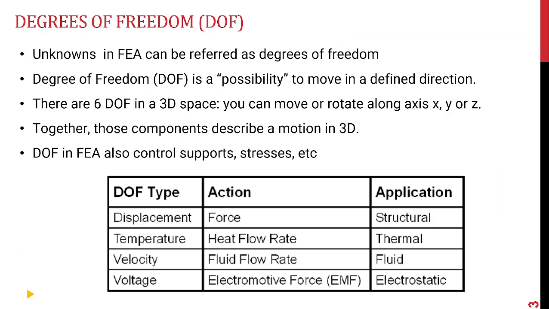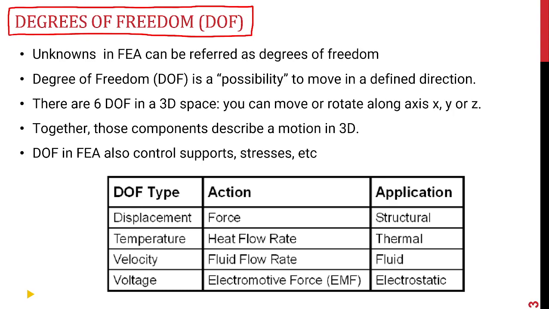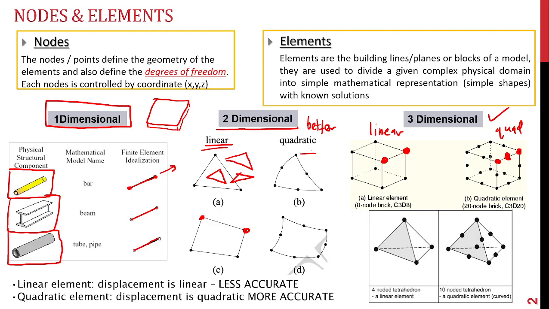They perform in something called degrees of freedom. Degrees of freedom are the unknowns in your FEA. For example, a degree of freedom is something that can move in a certain direction. So all your nodes can move. It can move in, this is 1D, this is 2D, this is 3D. If it is 3D, there is also something called rotation.